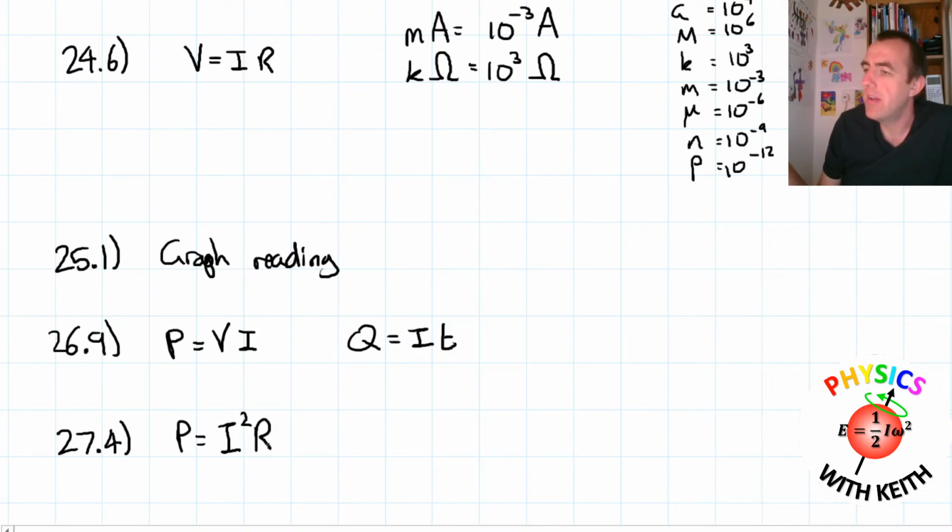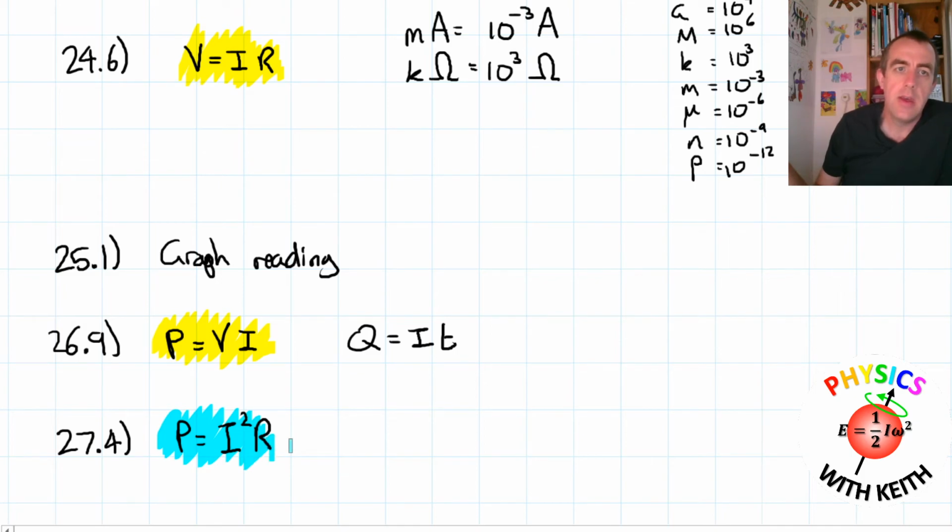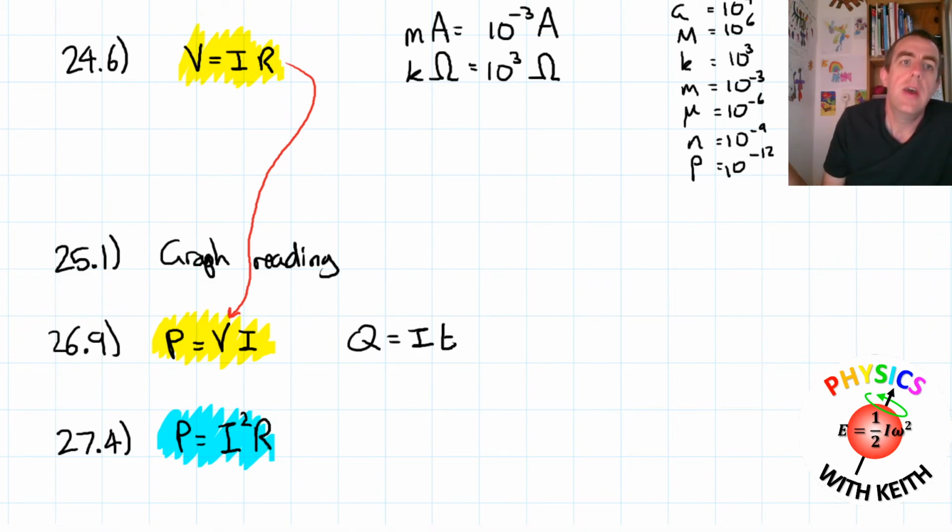And question 27.4 uses the equation you can see on the top of the screen, V equals IR, and the equation you can see further down the screen, P equals VI, and combines those two equations to get a new equation, P equals I squared R. Basically, if you substitute the equation for 24.6 into the equation for 26.9, it will equal the equation for 27.4. And then you substitute your numbers in.